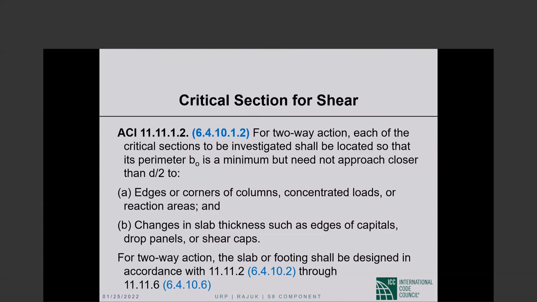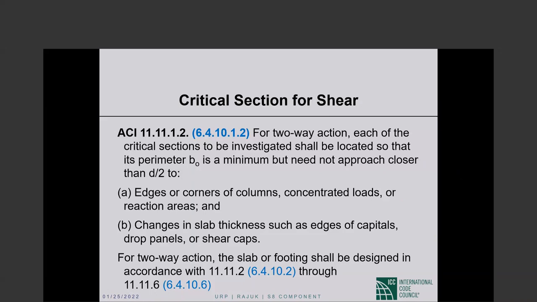Okay. So each of the critical sections to be investigated shall be located so that its perimeter b sub 0 is a minimum but need not approach closer than d over 2. So that is technically what the critical section is. If it is a rectangular column, we take four faces to the critical section, which is an approximation, if you like, of this statement.